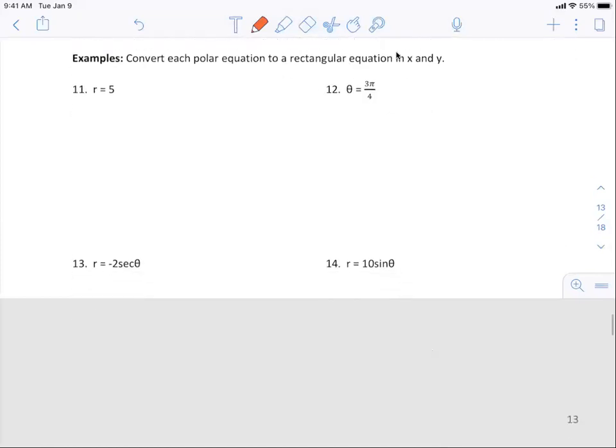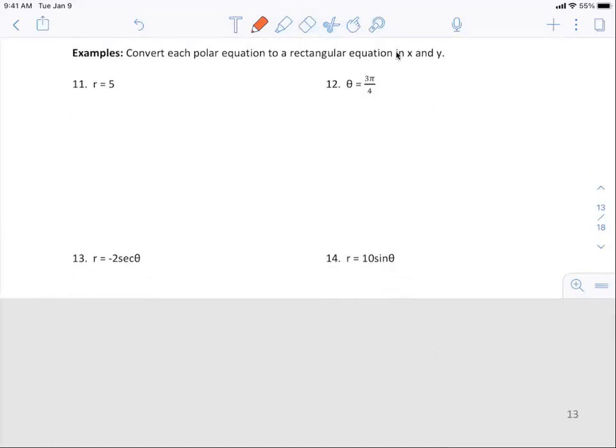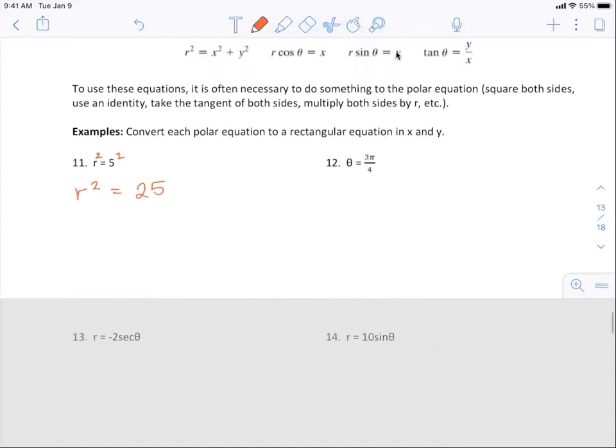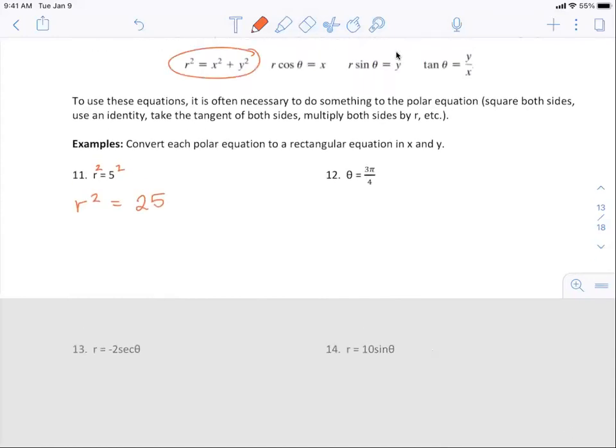For example, on number 11, I would start by squaring both sides because that gets me the fact that r squared is equal to 25. And then what do we know about r squared? r squared is equal to x squared plus y squared. That equals 25. The graph of r equals 5 is going to be a circle with a radius of 5, which makes sense. And so this is our rectangular equation.